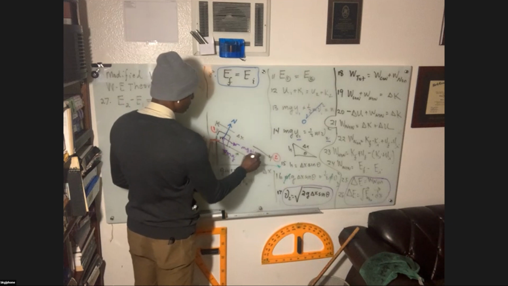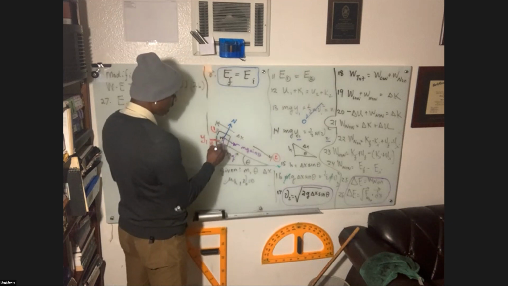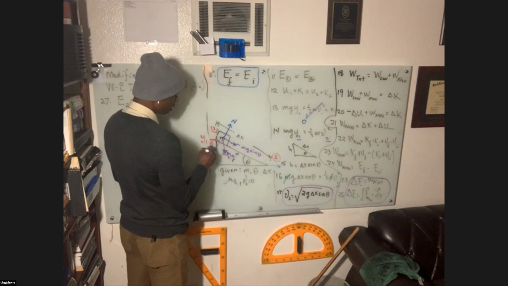We've done all that so many times. And then now down this side, we have mg cosine theta. Okay.